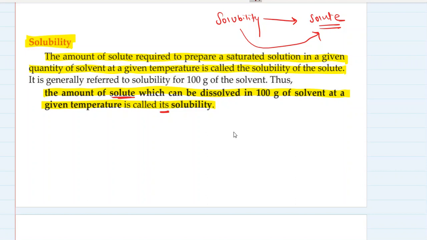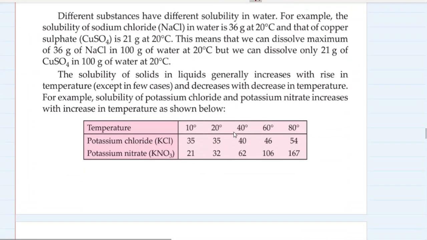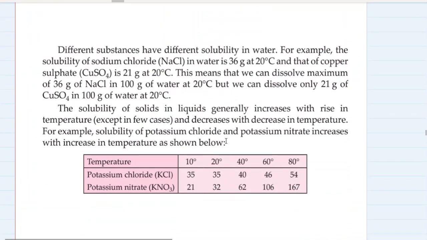But in 100 grams of water, around 200 grams of sugar can be dissolved. Just imagine, water is 100 grams, but sugar is 200 grams, which can be dissolved in 100 grams of water. So solubility of sugar is 200 grams in 100 grams of water. Sugar has the highest solubility. Like that, different soluble substances have different solubilities. See, they have given examples over here. You can note it down.